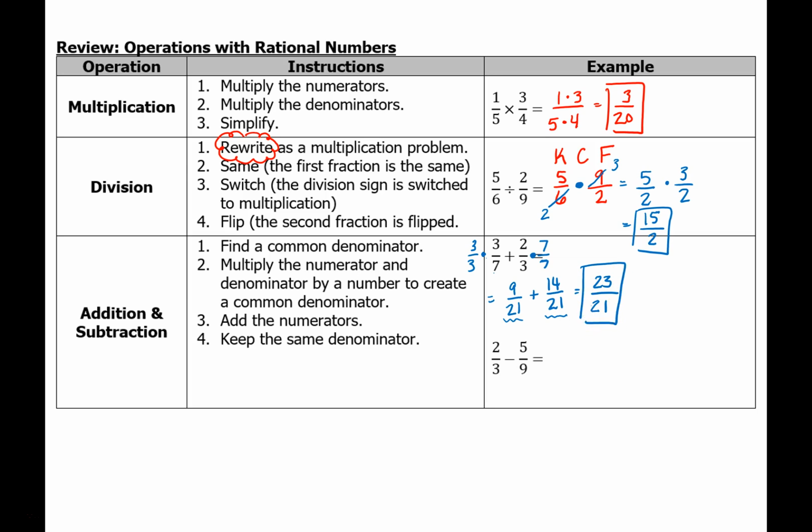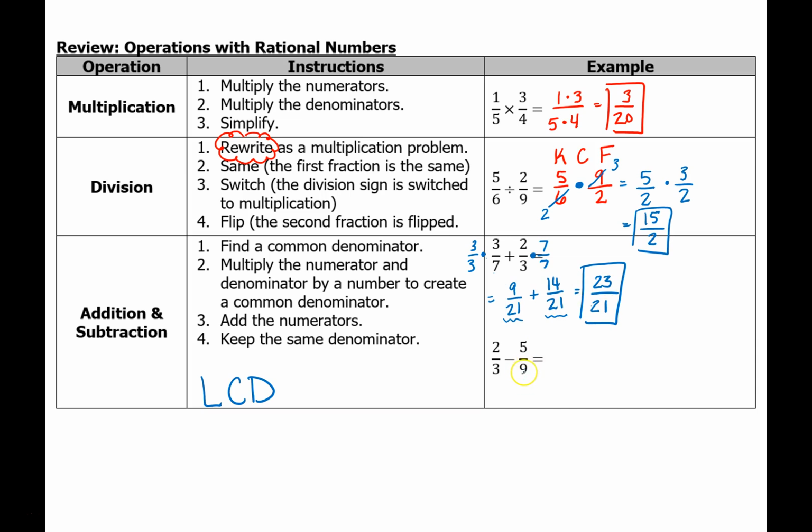Now, this does work always, but it is not the fastest way always. And the second problem, the subtraction, is a good example of that. I have a 3 and a 9 in my denominator, and I want to have common denominators, but what I really want to have is a least common denominator. Because if I have a least common denominator, I won't have to keep simplifying after I do my subtraction or my adding, whatever the problem is.